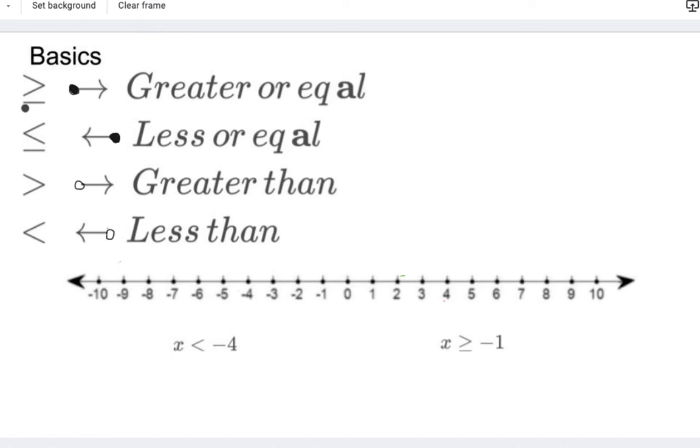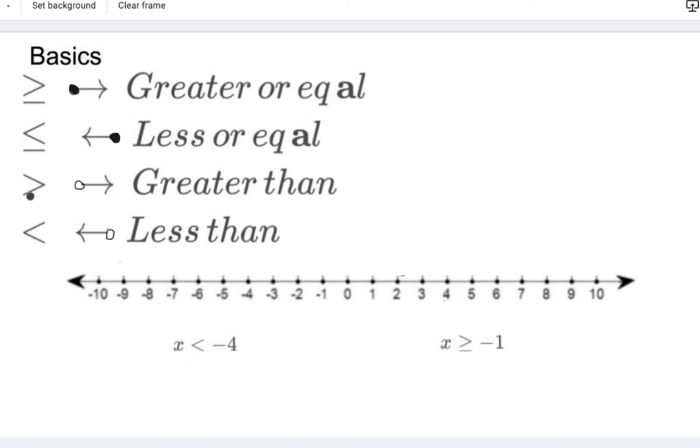So the basics, these are the inequality signs. The greater than or equal to is an arrow to the right with half an equal sign under it. To graph that, you're going to make a solid dot at your value and an arrow to the right. Less than or equal to is the same, except the arrow goes to the left with half an equal sign. A solid dot because it's going to include that number, and then an arrow to the left.